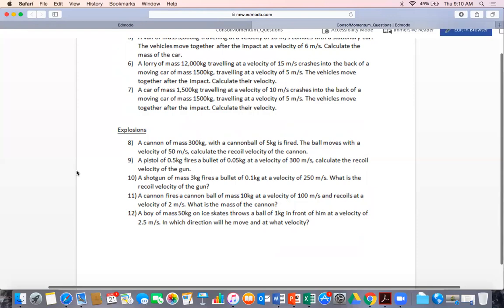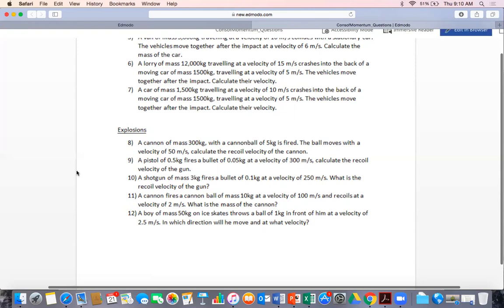Okay, any question you want me to repeat the answer to? Yes, teacher. Which one? Number 8. Number 8 is negative 0.83 meter per second. Teacher, how did you get that? Okay, wait, before that. Anyone else want me to repeat any answer to any question? No. Okay, let's look at number 8.